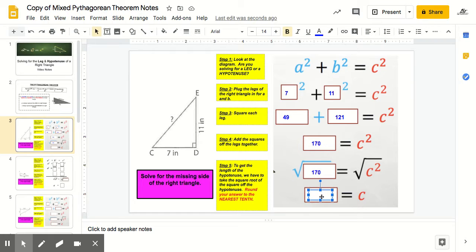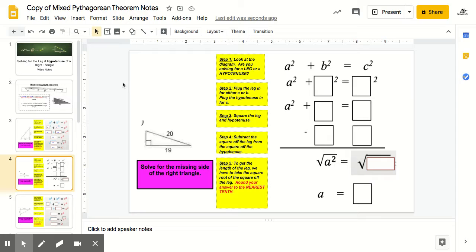Okay, so when I plug this into my calculator, I get 13.03. So again, I'm rounding this to the nearest tenth, so this is going to round to 13.0. Yes, you have to include the 0 because I said round to the nearest tenth. Okay, so the length of this hypotenuse is equal to 13.0.